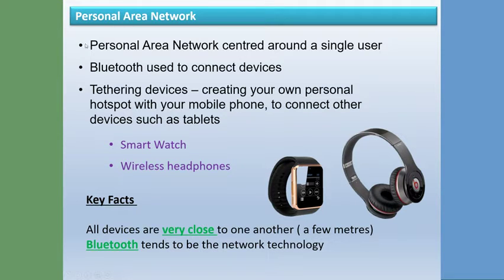And then finally, a PAN, personal area network. These are centered around a single user. For example, Bluetooth can be used as a radio system to connect devices. We can tether devices such as a mobile phone to a hotspot. Smart watches such as the Apple Watch, or wireless headphones like a set of Beats headphones, we can connect those via Bluetooth to our mobile phone, and those two devices are then connected and can share information and data. All devices are very close to one another, generally within a few meters. Another example could be your mobile phone connected to your car stereo, which uses Bluetooth to do that.